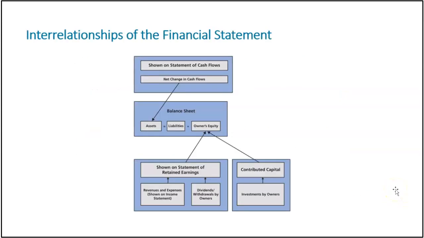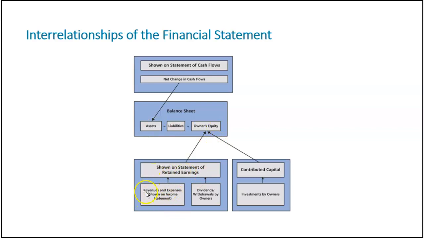And this is a little hard to see here, isn't it? This shows how the statements relate to each other, but not necessarily how you prepare them. You want to think that the statement of cash flows provides the company's cash from a prior year to the current year. That's the statement of the change in cash, and that flows into the cash account on the balance sheet. Whereas for owner's equity, that's going to be impacted by the statement of retained earnings.